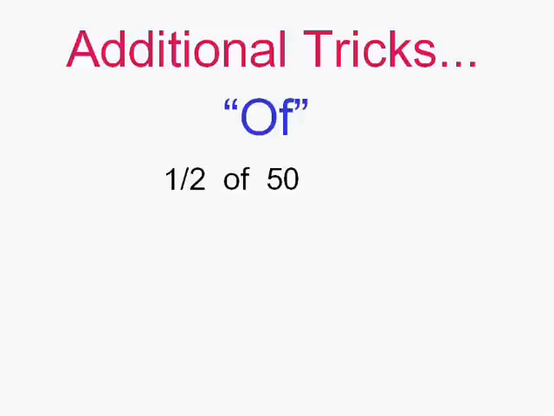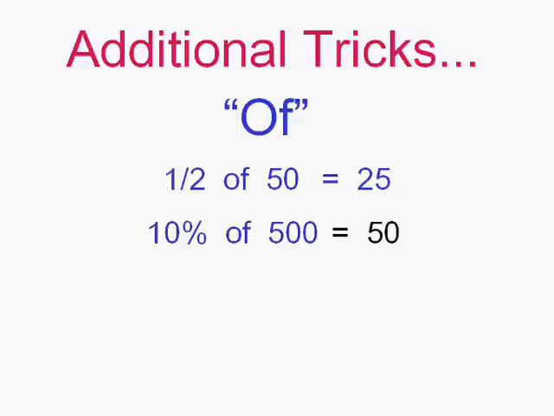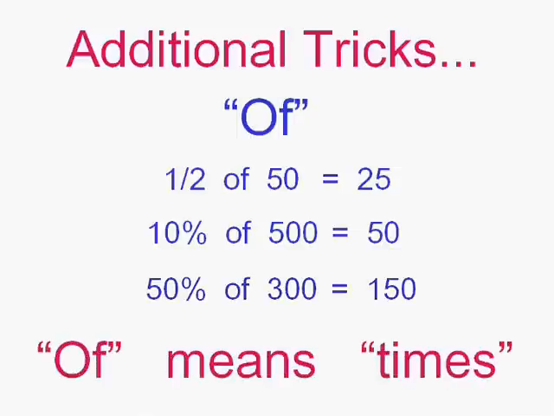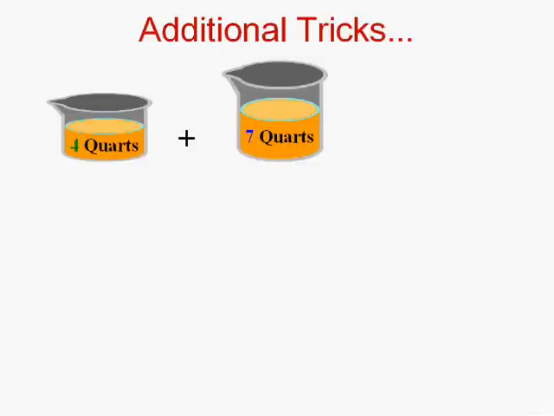Half of 50 is 25, isn't it? 10% of 500 is 50. 50% of 300 is 150. Of means times.